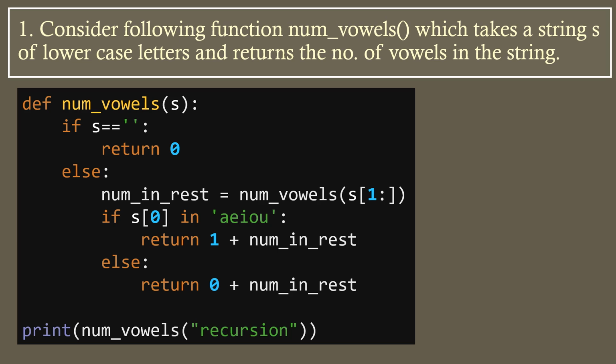Now we can call this function, and here we are passing one string value, that is recursion, and it will show you the number of vowels present in this string recursion. As you can see here, there are 4 vowels, so the output will be 4.